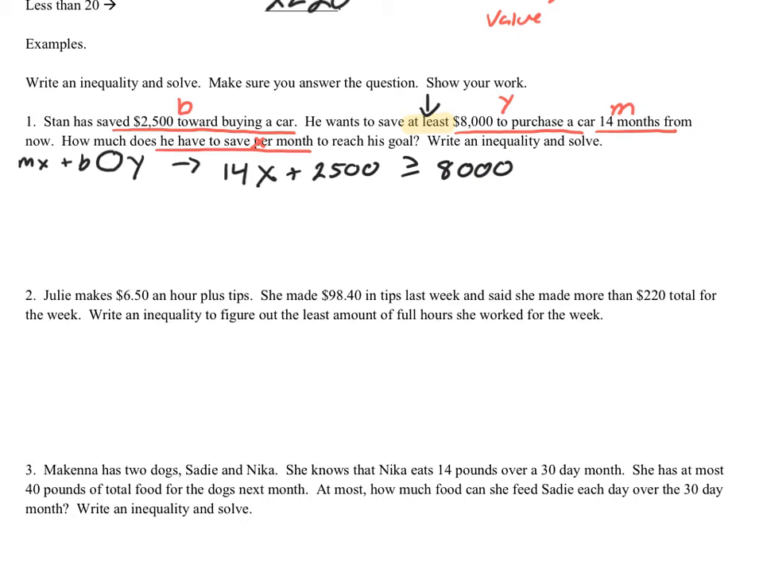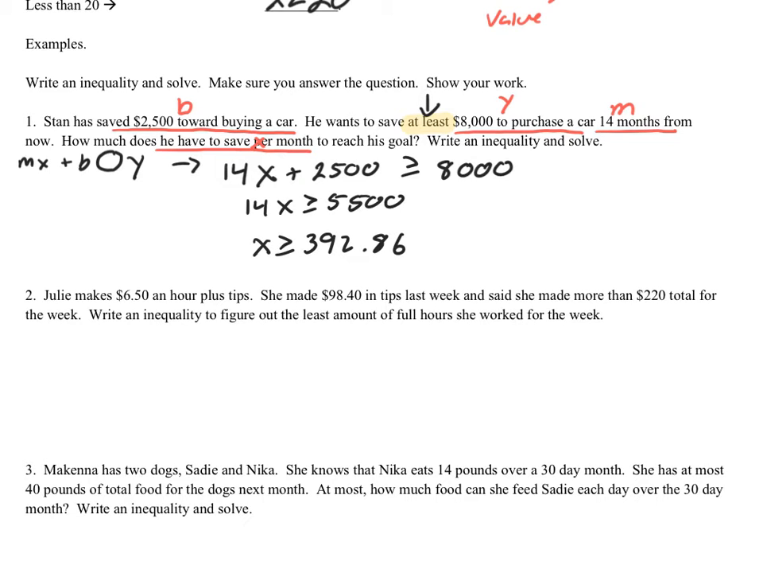Now at this point, we just need to go ahead and solve this inequality. We're going to take 8,000 minus 2,500, and we're going to get 14x is greater than or equal to 5,500. Then we'll divide both sides by 14, and we'll get that x needs to be greater than or equal to 392.86, and I'm going to round there.